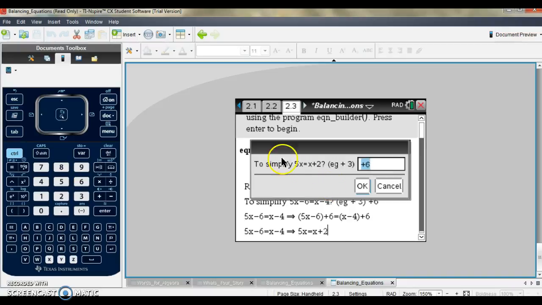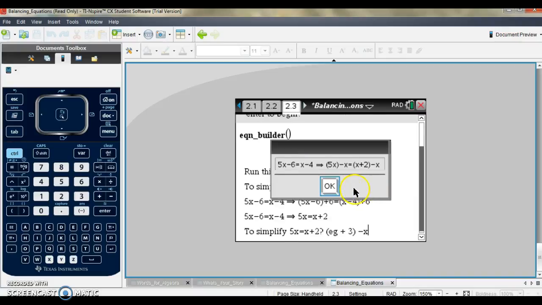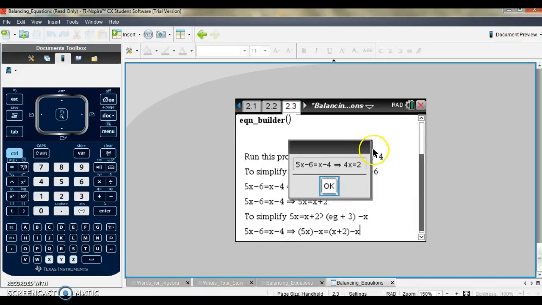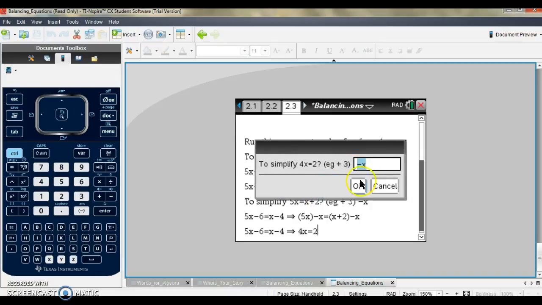So now our next step is to get the x's to one side. So in order to keep this positive, we're going to minus an x from the right side and minus an x from the left side. And it simplifies it to 4x equals to 2. So last thing we need to do to get x by itself is divide by 4.